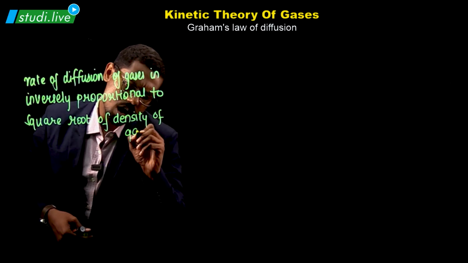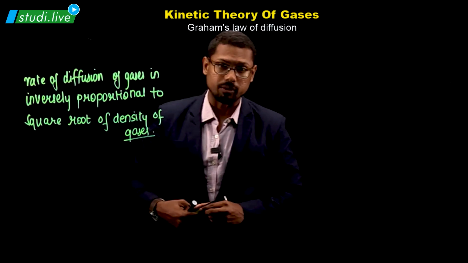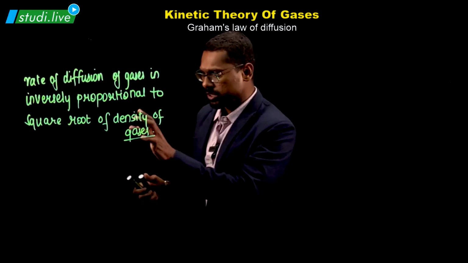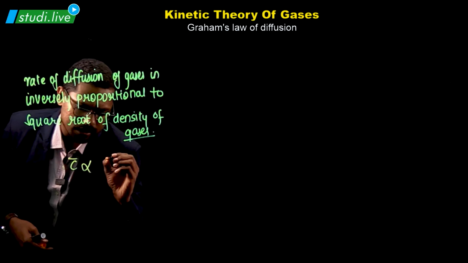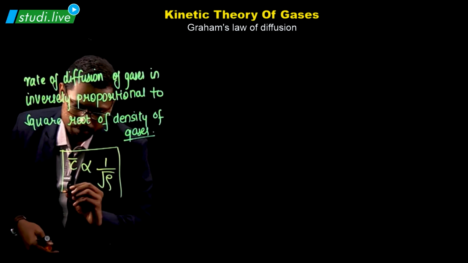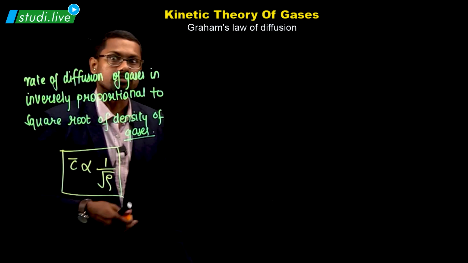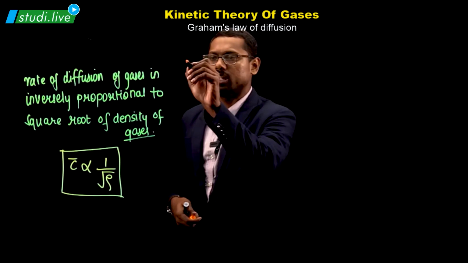Okay, how do we solve this? How do we prove it? The expression is very simple. It says that the speed of the gas molecule is inversely proportional to the square root of the density. This is what it has to say. But we now need to prove this. We have to check whether this expression is correct or not. Okay, so let's do this.